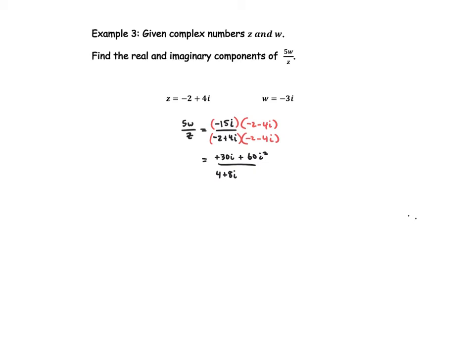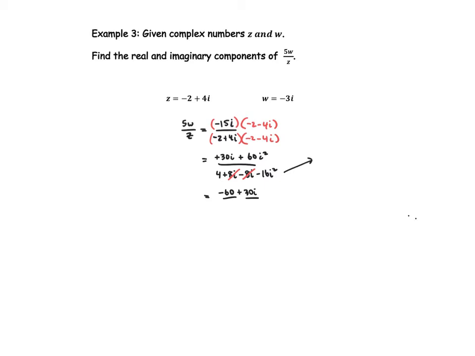4i times negative 2 is a negative 8i. And 4i times negative 4i is a negative 16i squared. So what you'll see is the imaginary components always reduce. Okay, so I'm going to rearrange the numerator. And i squared I know is negative 1, so I'll have negative 60 plus 30i, and you'll see what I get in the denominator in just a moment here.